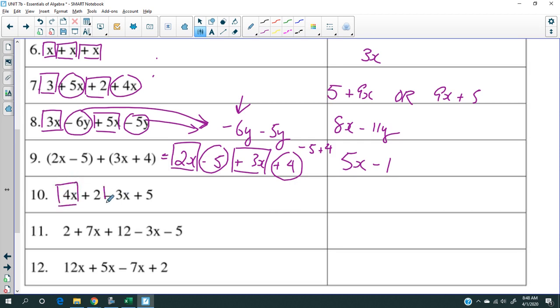Same family. These two are in the same family. Now, 4x minus 3x, what's that? Yeah, that's 1x. What's another way to write 1x? Yep, just x, right? And then 2 plus 5 is 7. Okay? Easy. All right. Number 11.